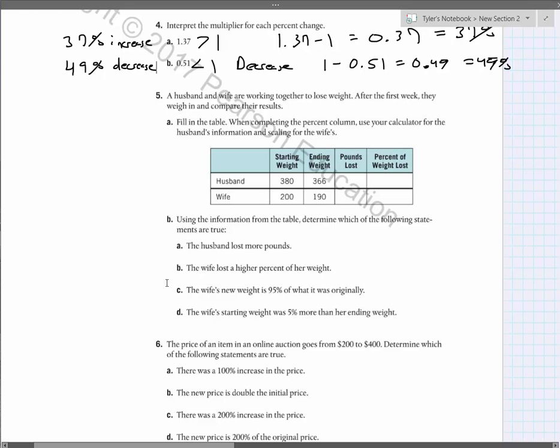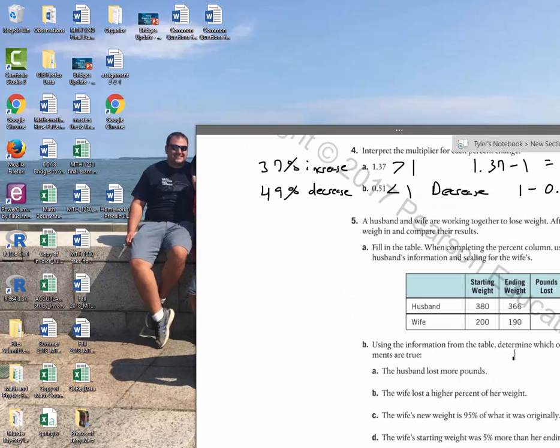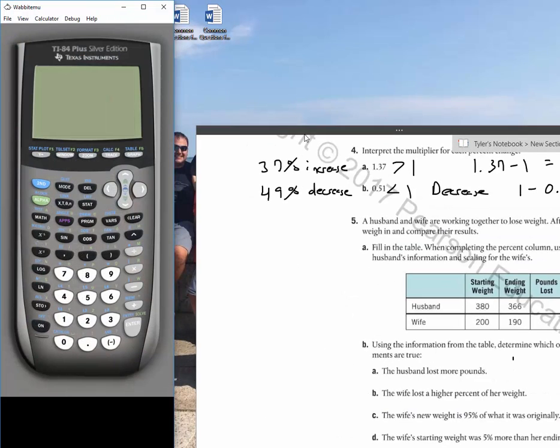All right, so then this next example, we're given a scenario with a husband and wife, maybe doing some weight loss. We're asked to fill in this table and then answer some questions based on the table, and we're recognizing if each statement is true or false. So just to fill in this table, if we figure out the pounds lost, we just need to subtract. So 380 minus 366. So I can pull up my calculator here.